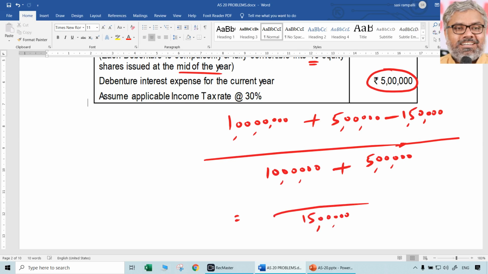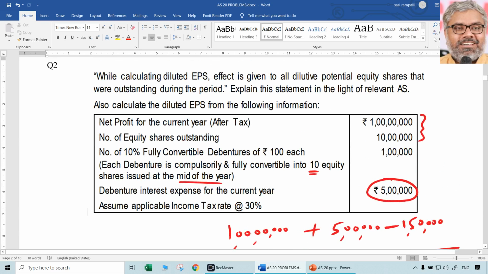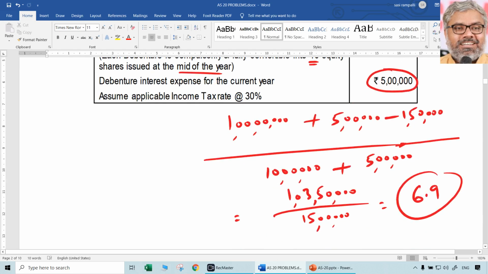And in the numerator, 1 crore plus 5 lakhs minus 1,50,000 means 1 crore 3 lakhs 50,000, divided by 15 lakhs number of shares. Then what is the diluted EPS? 6.9 rupees per share. Basic EPS would have been 10 rupees if it is asked. But diluted EPS is 6.9 rupees per share only. For this, you can show the calculations differently, but ultimately, the answer is this.